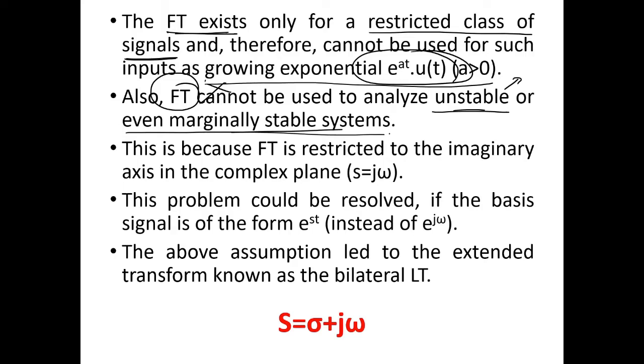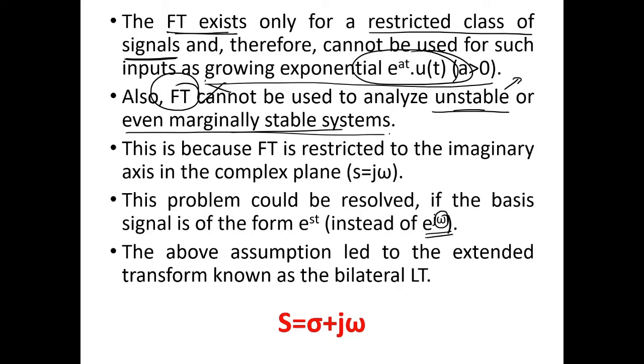So now we know that there are certain disadvantages of the Fourier transform, and why these disadvantages are happening, that also we know. Now the next thing is why it is happening. If you look into the operator of the Fourier transform, the operator is e to the power j omega t. So we are only having a frequency operator. Can it be overcome? Yes, it can be overcome.